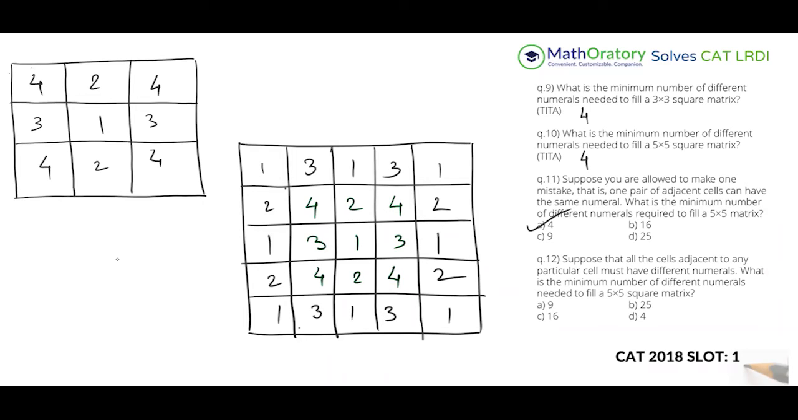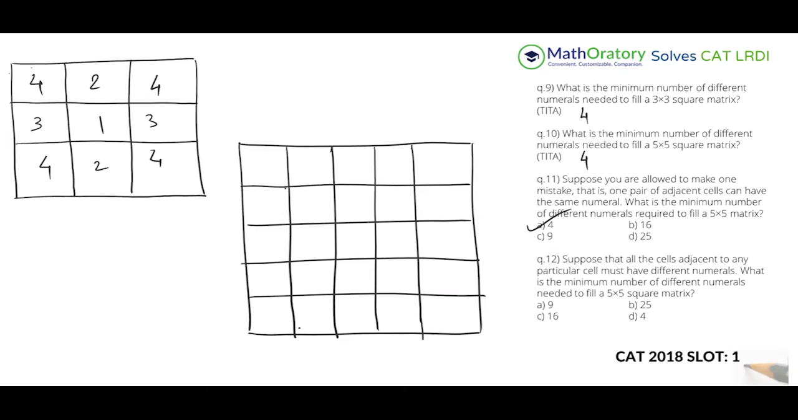Okay, question number 12 says, suppose that all the cells adjacent to any particular cell must have different numerals. So understand the context here, and please don't rush into the answer. You have to draw a separate 5 cross 5 matrix, but I'm just taking these things off. It says that for any cell, all the adjacent cells have to have different numerals, not just different to that numeral, but different from each other too.